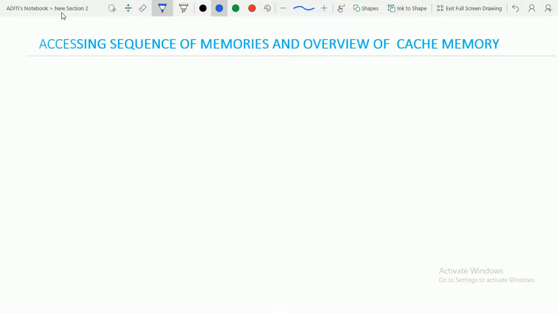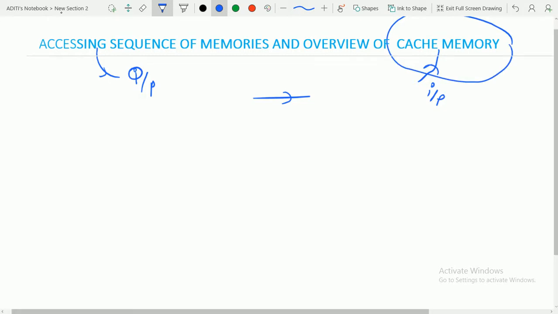Friends, let's rapid revise the accessing sequence of memories and the overview of cache memory. The input to the cache memory is the output of what we'll be studying in the accessing sequence of memories, so it is very important to pay attention to this in order to get what cache memory actually is. Pay most attention to it.